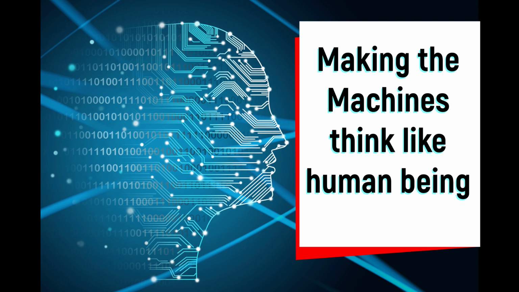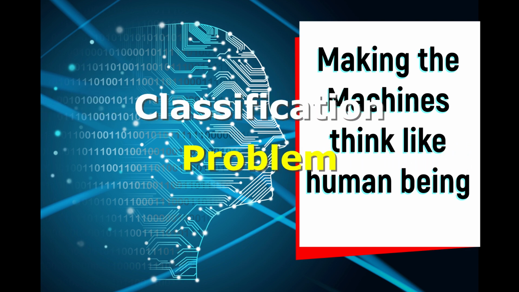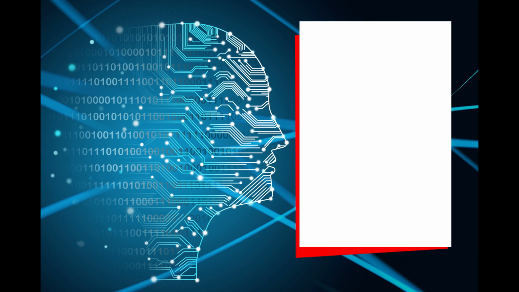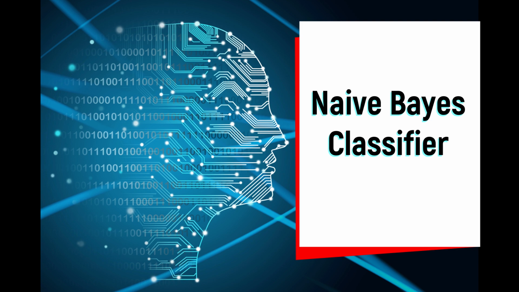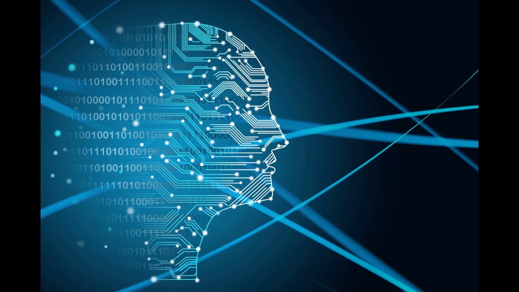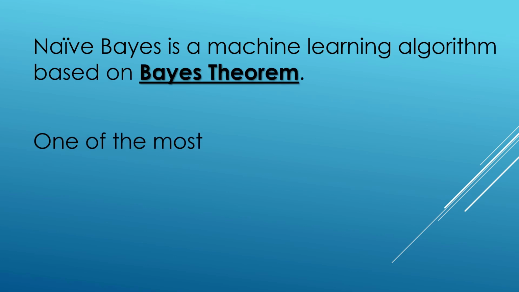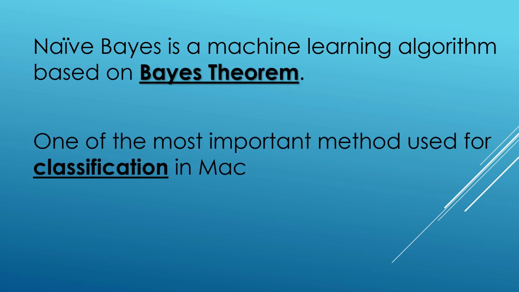So in machine learning many times we come across the problem of classification, like there are products and we have to classify them in which group they fit. One of the main methods is Naive Bayes classification. Now what is that? Let us see. So Naive Bayes is a machine learning algorithm based on Bayes theorem, and this is one of the most important methods used for classification in machine learning.